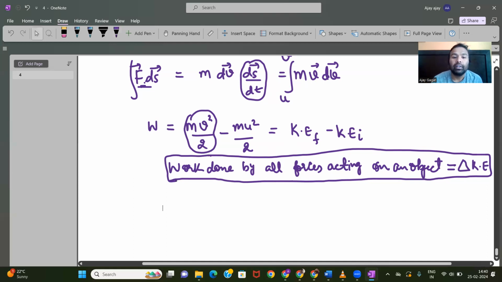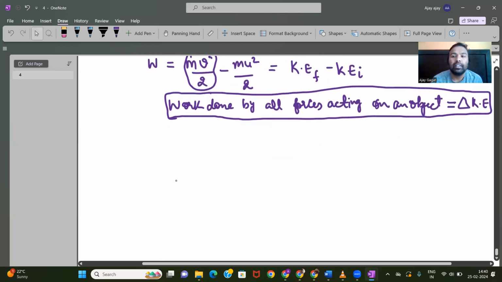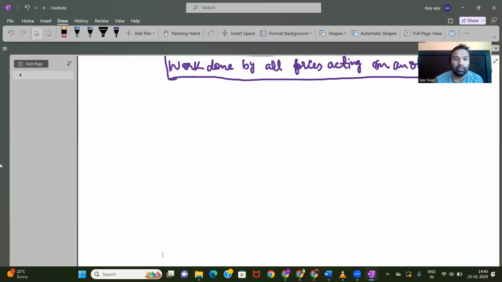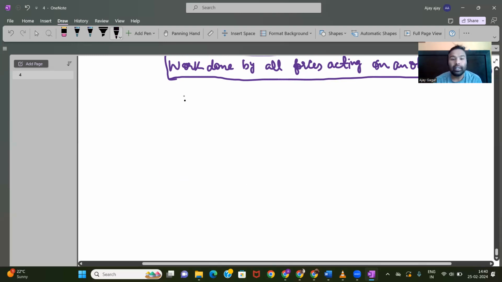Now we are going to demonstrate one problem on that. It is always helpful to do some problems. So we have this problem, and the problem is quite easy.